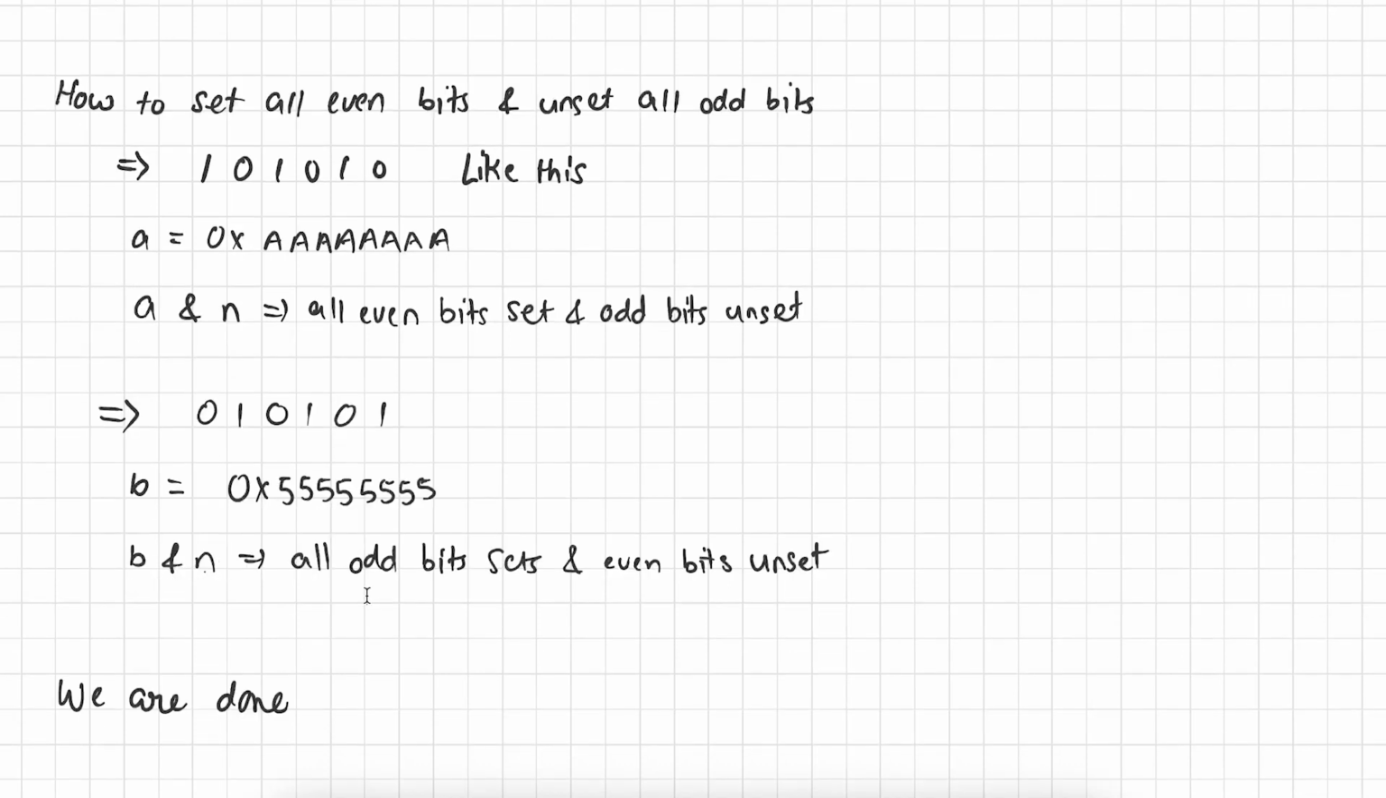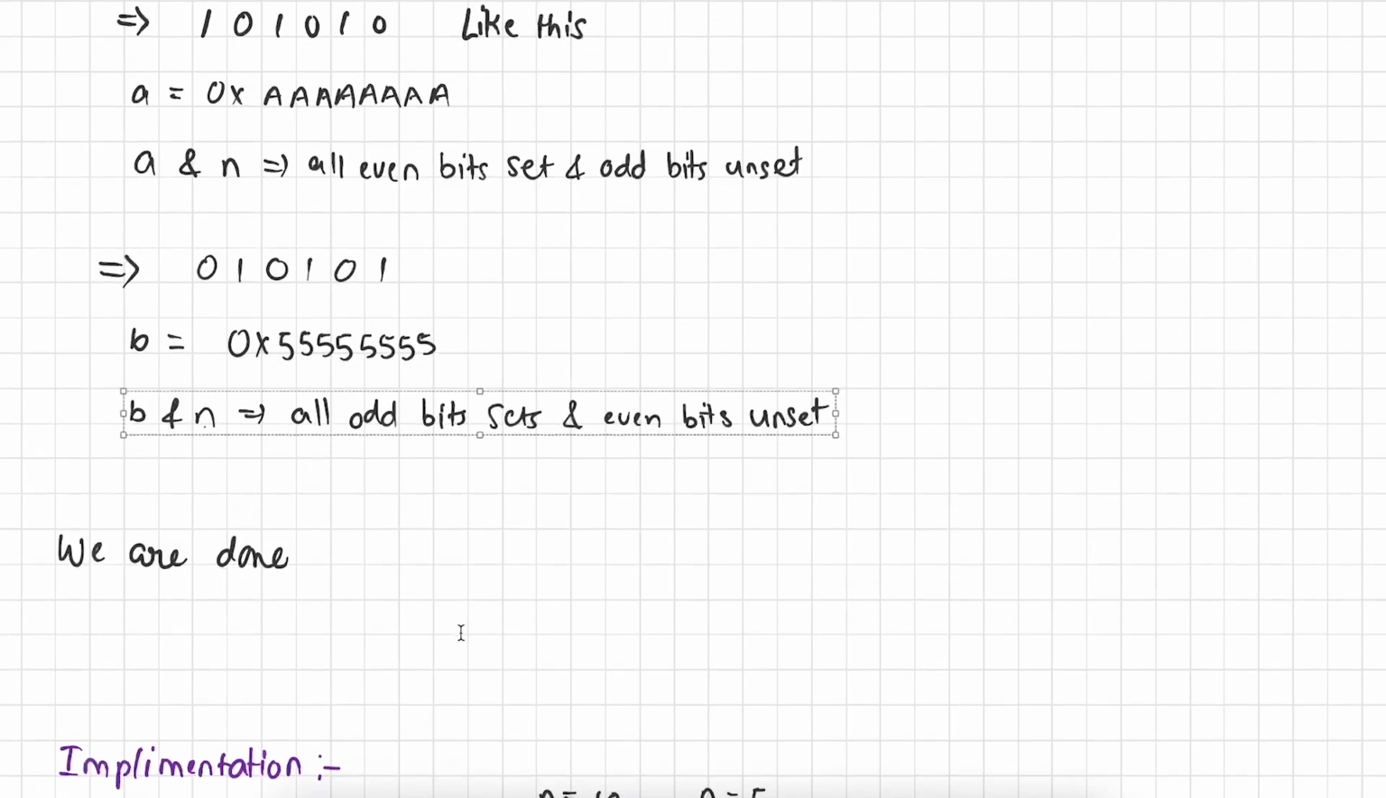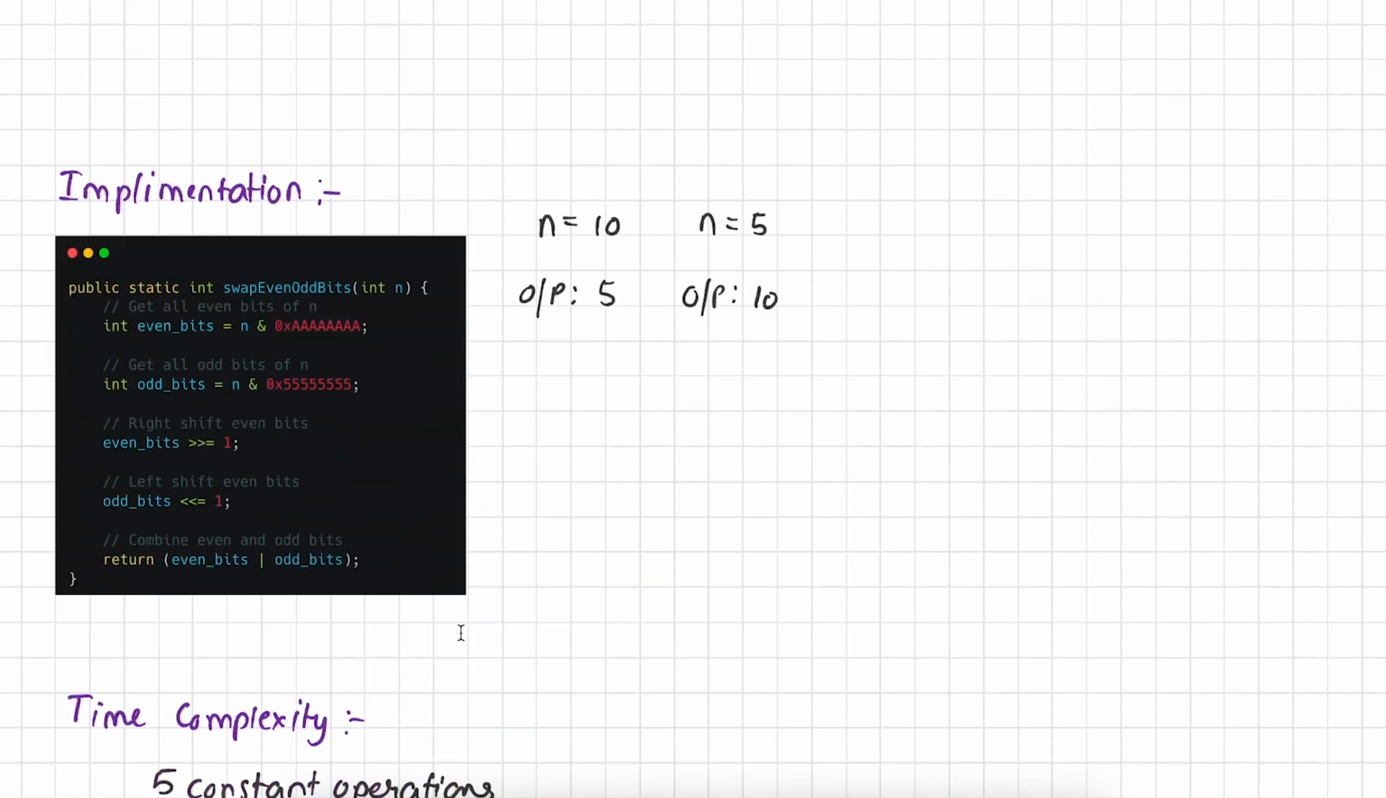So when we do binary AND with this number, we get a number where all the odd bits remain as they are and all the even bits get unset. So we are done. We just have to shift the even number by one place towards the right and the odd number by one place to the left, and do the OR operation, and we will get our answer. So let's see the implementation of this efficient approach.